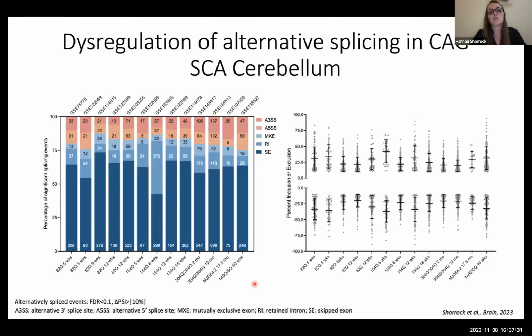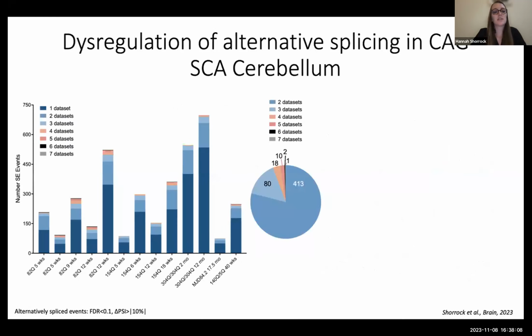And what you can see across all of these data sets is that we do see dysregulation of alternative splicing, with the most impacted event type being skipped or cassette exon events, shown in the dark blue here, with the number of events detected in each data set highlighted. When we look at the magnitude of those changes in alternative splicing, you can see that we're not just looking at small changes. Some of the events that we're looking at here have quite sizable magnitudes in the change of the splicing that we're seeing between the wild type mice and these CAG SCA mice.